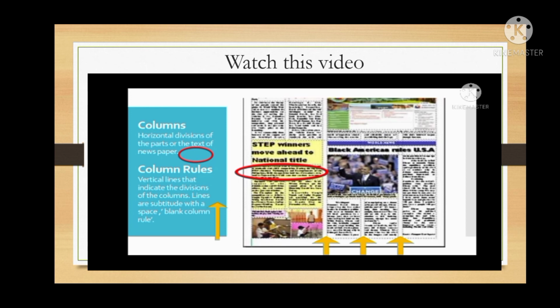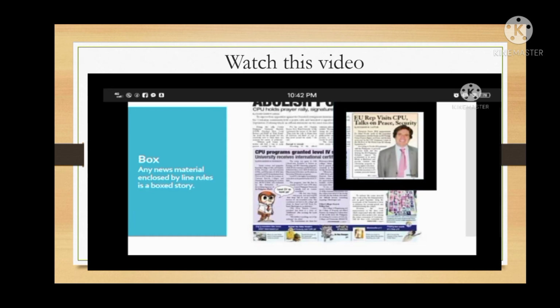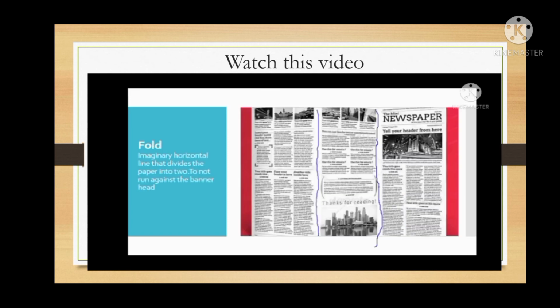Next is the column rows. So this is the vertical lines that indicate the divisions of the column. Lines are substituted with a blank space called a column rule. Next is the box. It is the news or any news materials enclosed by line rules, a box story. And it can also have a picture.